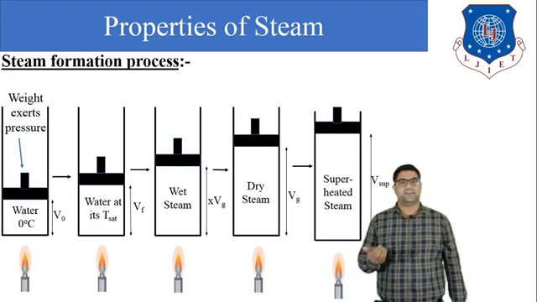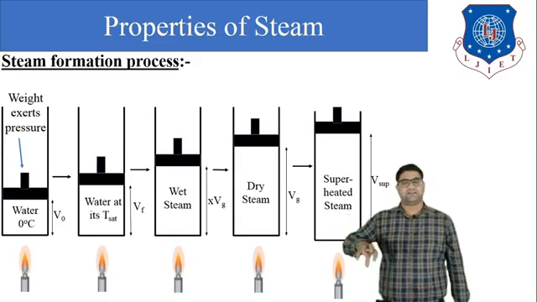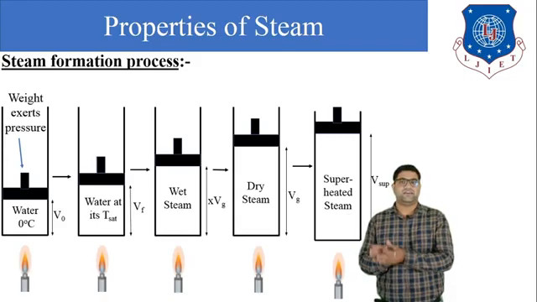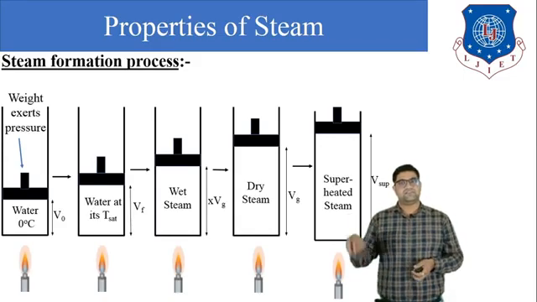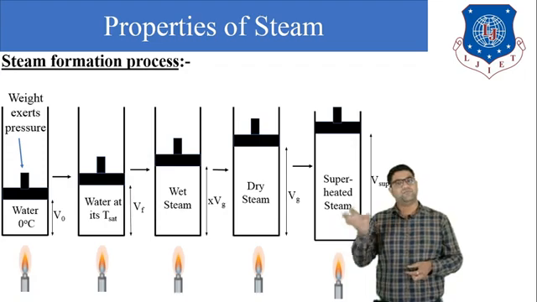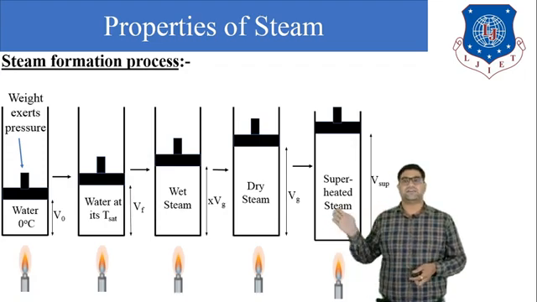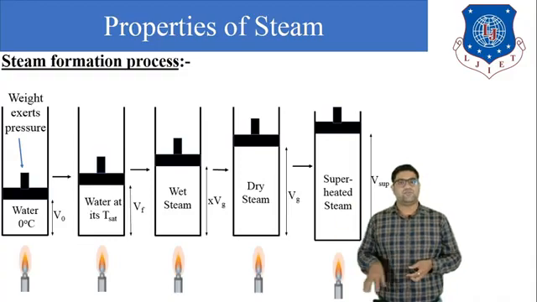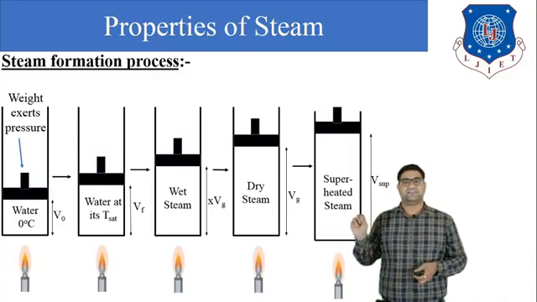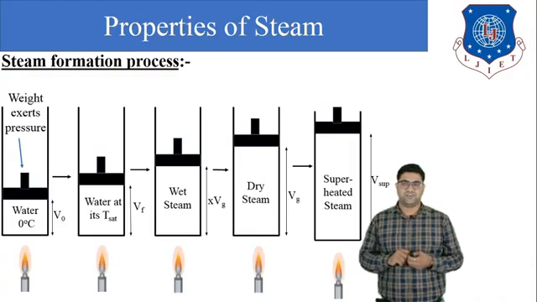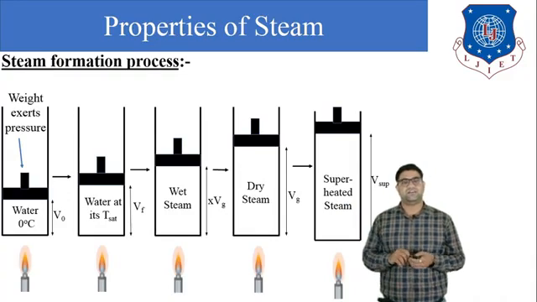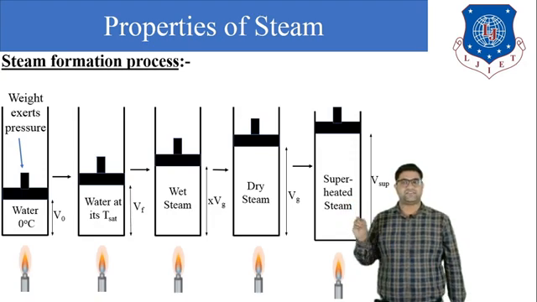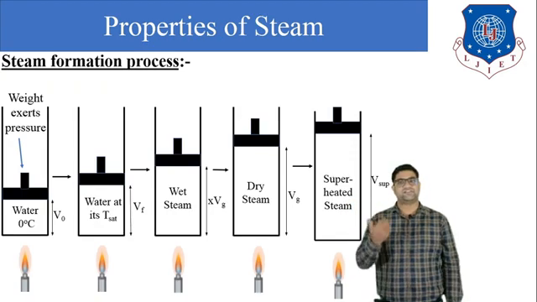This in-between condition where steam and water are both present is called wet steam, in which steam particles and water particles are both present. Our third figure shows the wet steam, and the volume occupied by the wet steam is indicated by XVG. Now we are continuously supplying heat.